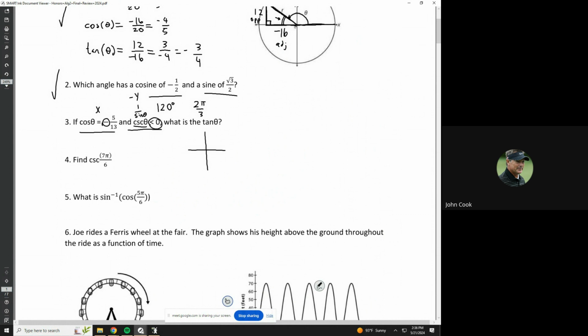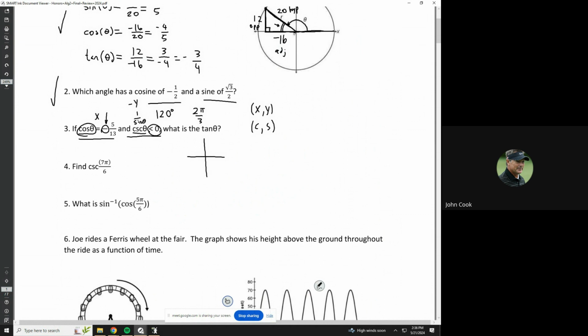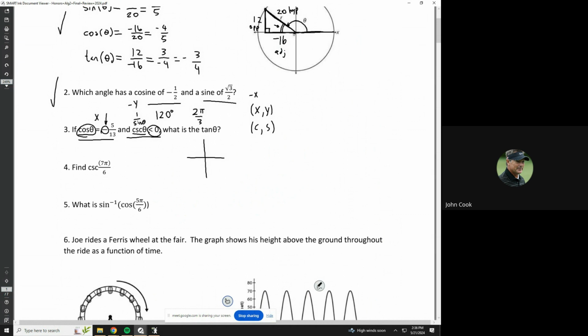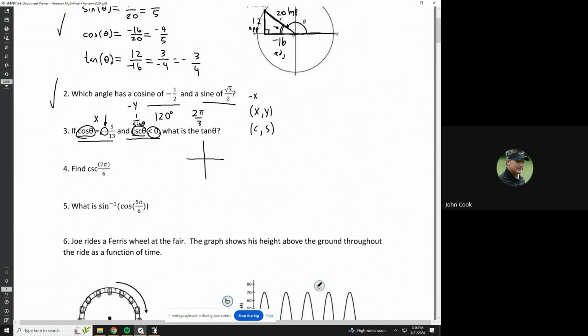Again, why do I call cosine x and sine y? It's because, remember our coordinates from before, x and y are the same as the cosine and the sine values. So if this tells me the cosine is a negative number, that means I have a negative x. And if cosecant is also negative, that means sine is also negative. Therefore, I have a negative y value as well.